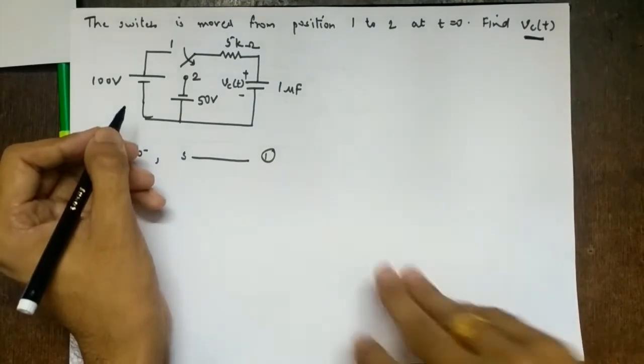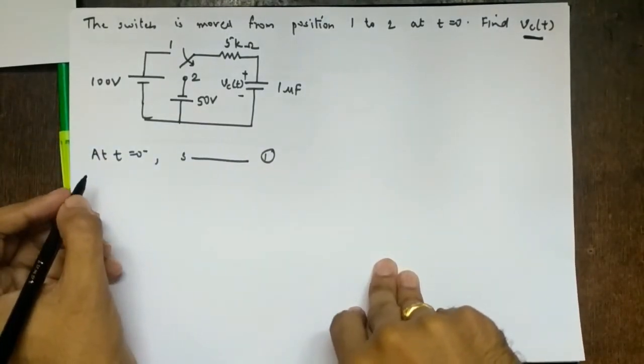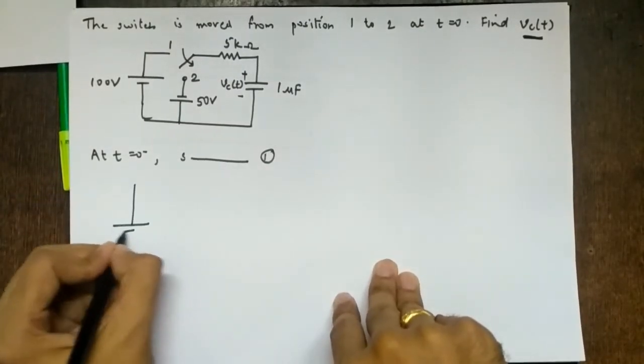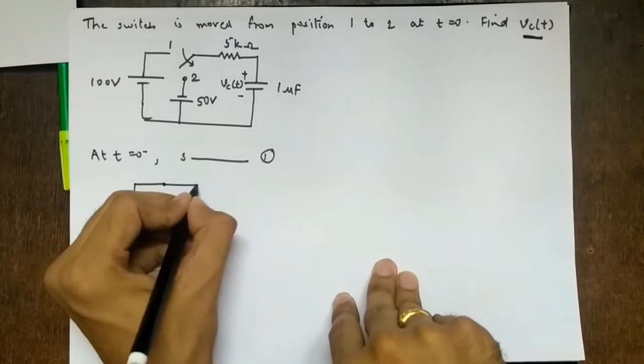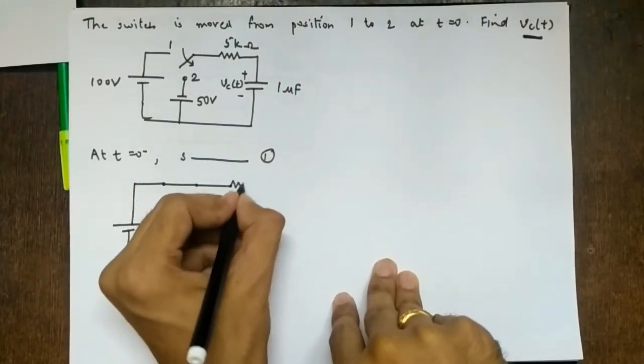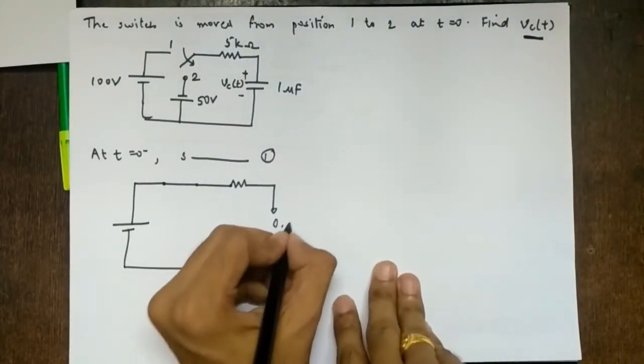The capacitor will be initially uncharged in steady state, right? So it is replaced by an open circuit, because it is uncharged. So how will it be? It is at position 1, so you can show it like this. We saw yesterday that it is replaced by an open circuit.